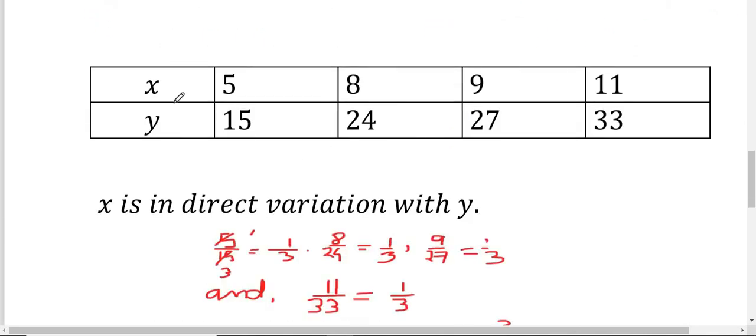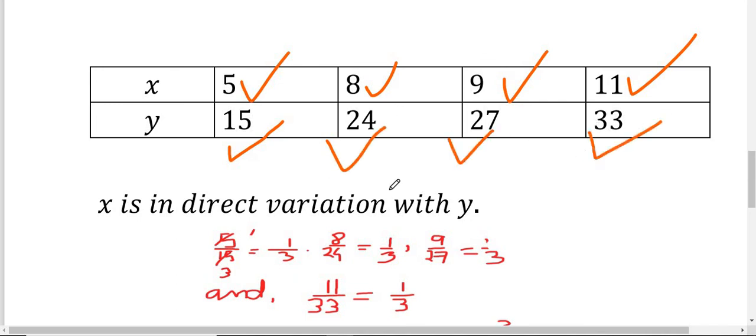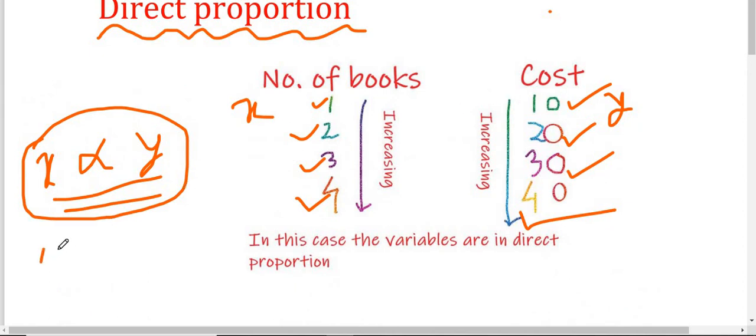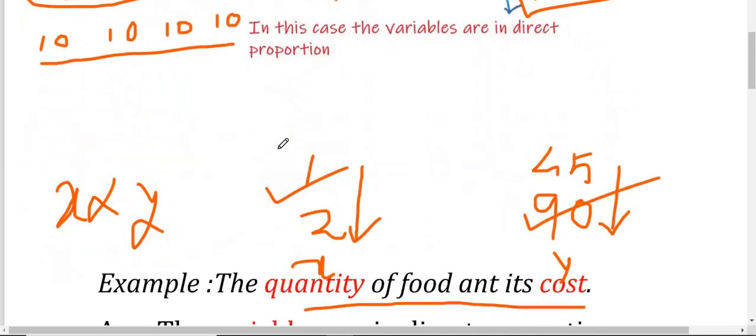Now, let us take this example. Values of X are 5, 8, 9, 11, and the corresponding values of Y are 15, 24, 27, and 33. Now 5 by 15. So how do you know that the variables are in direct proportion? You have to divide. 10 by 1 is what? 10. 20 by 2 is what? That one also 10. 30 by 3 is 10. 40 by 4 is 10. So after division, if you get the same number, then you will understand that the variables are in direct variation.